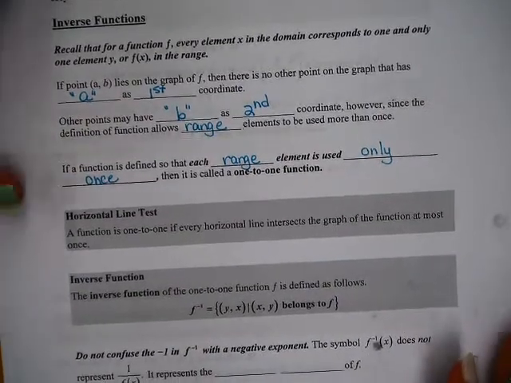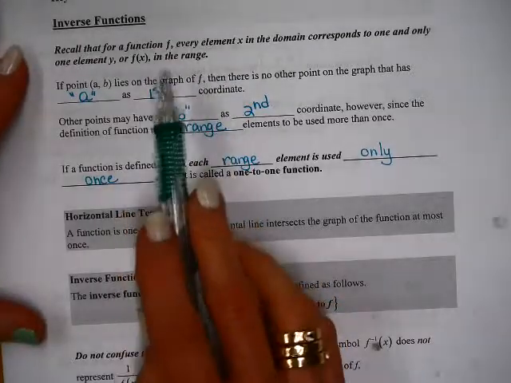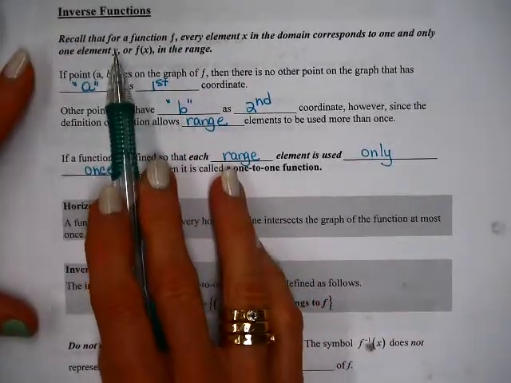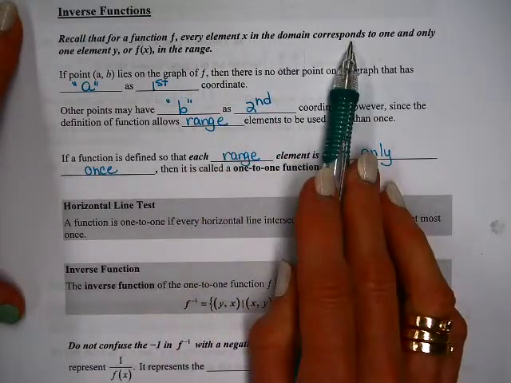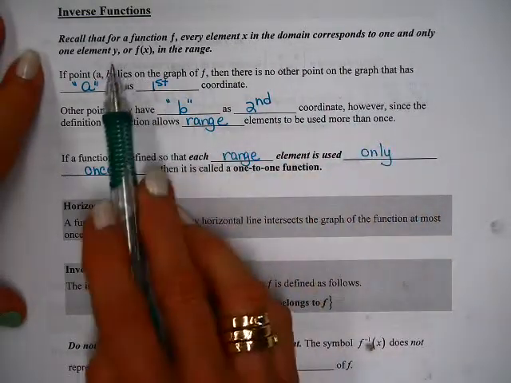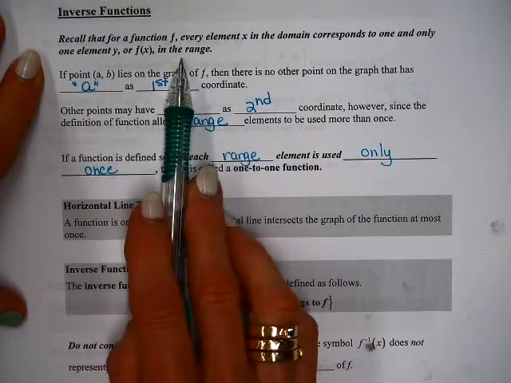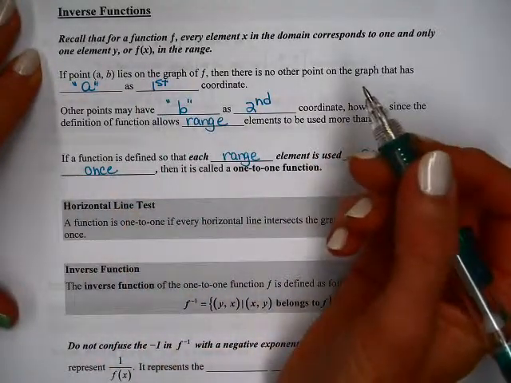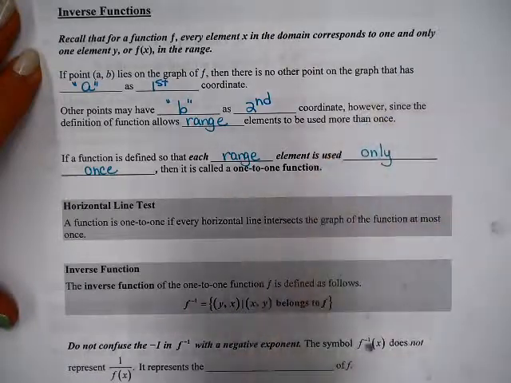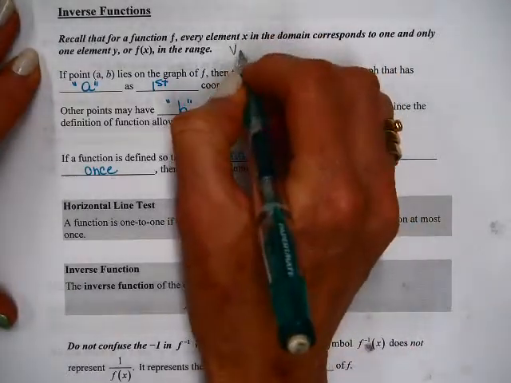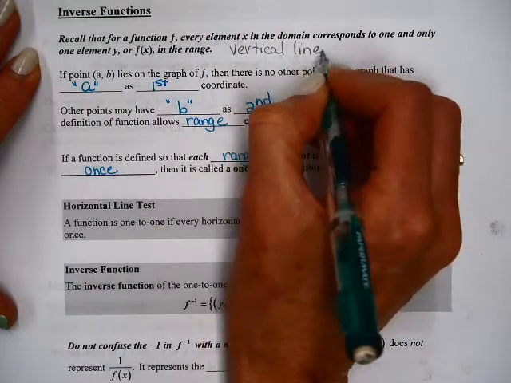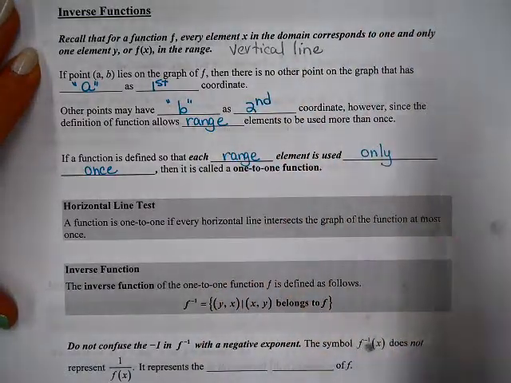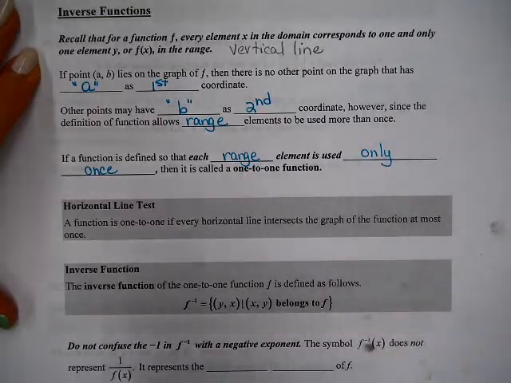All right, inverse functions start off by recalling that for any function f, every element x in the domain corresponds to one and only one element y in the range. Remember, for something to be a function in college algebra, it had to pass the vertical line test. Y'all remember that? If a graph passed the vertical line test, it was a function. In other words, every x could occur only once.